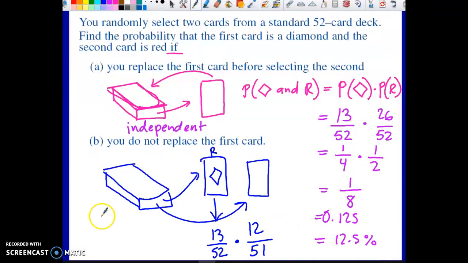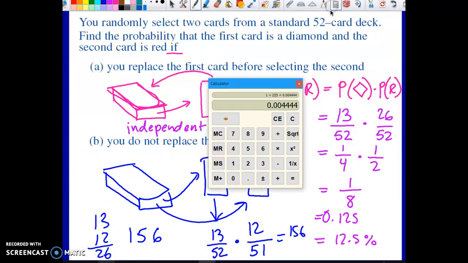No, I'm sorry, I forgot the other one. 13 times 12, it's going to be bigger than that. 6, 2, and then the next row would be 3, 0, 3, 1, so 6, 5, 156. Okay, I guess I was right. So 156. Maybe I should double check with the calculator. 12 times 13, I'm just second guessing myself. 52 times 51, 2652.